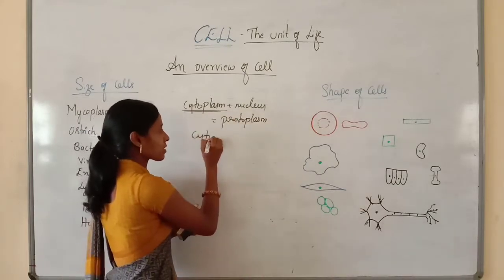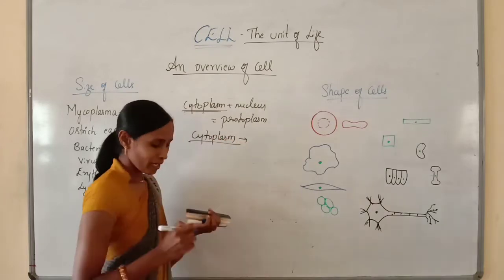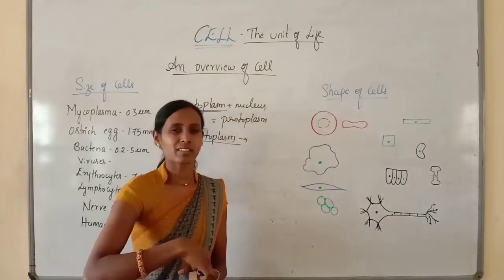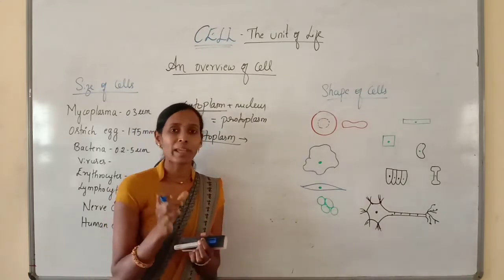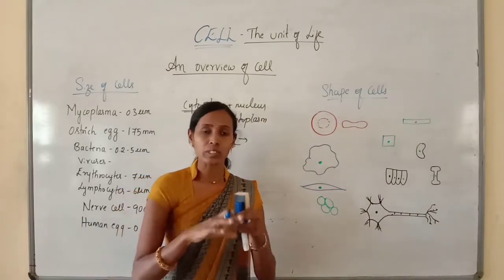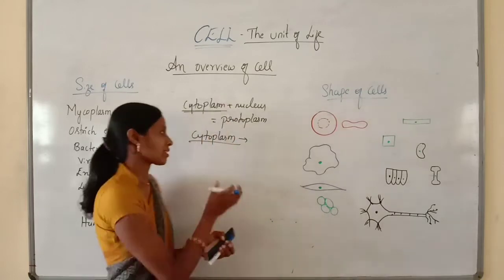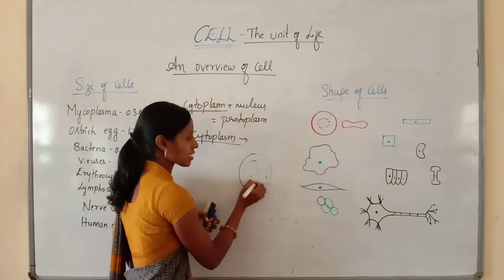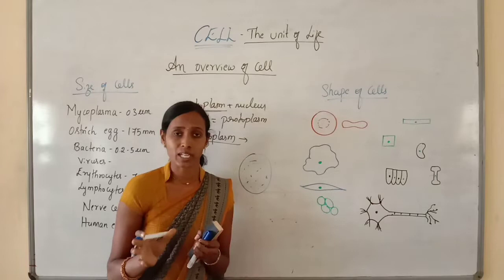This cytoplasm is actually a semi-fluid. We cannot say exactly it is fluid. It is a semi-fluid and it is the main area for most of the cellular activity. So within the cell, the majority of cellular activities take place in this cytoplasm. For example, this is the cell, this is the cytoplasm, and the cytoplasm is the main area for all cellular activities.